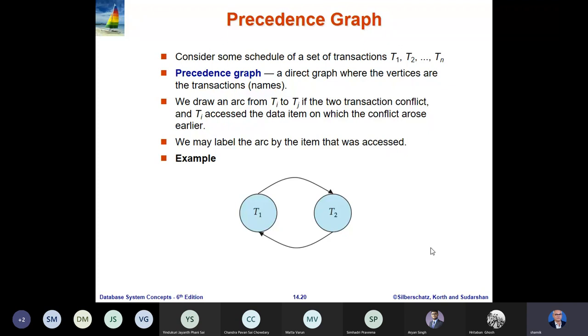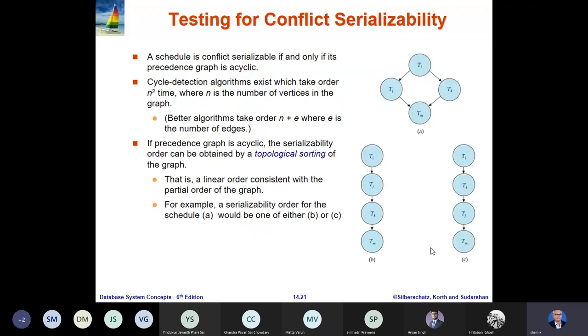And then once you have the precedence graph, if there is a cycle, that means there will be this conflicting ordering, that you cannot move all the instructions of this one up or all the instructions of this one up. Because of those conflicts, it will not let you do that, and that gets captured in the precedence graph in the form of the existence of a cycle. Okay. So it is simple: a schedule is conflict serializable if and only if its precedence graph is acyclic.